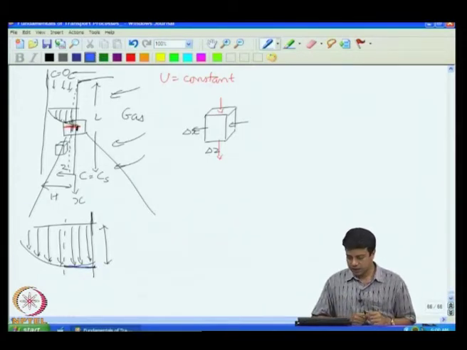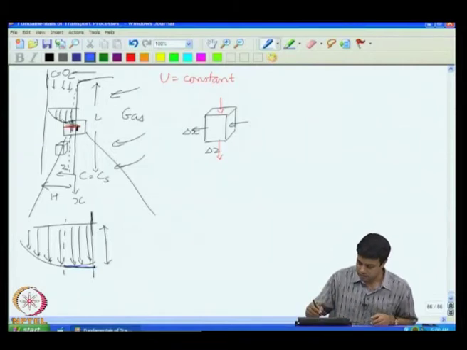And then we will use a shell balance in order to find a differential equation for the concentration field. That differential equation is going to have variations only in the x and z directions. A third assumption that we had made, so let us just list that out. So first is penetration depth.